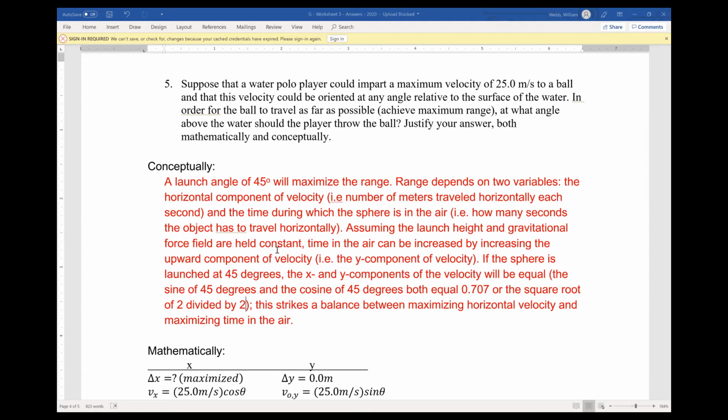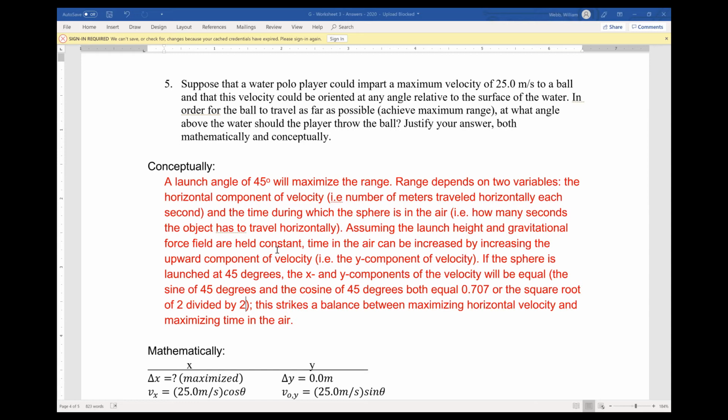A launch angle of 45 degrees will maximize the range. So you're first off just stating your claim. Range depends on two variables: the horizontal component of velocity, for example, the number of meters traveled horizontally each second, and the time during which the sphere is in the air. For example, how many seconds the object has to travel horizontally.